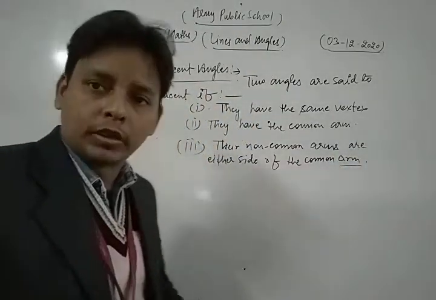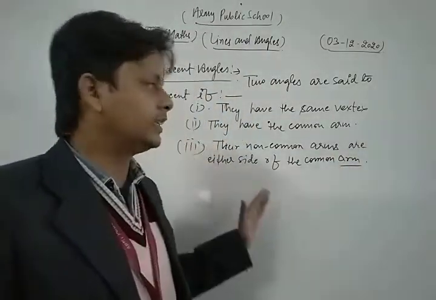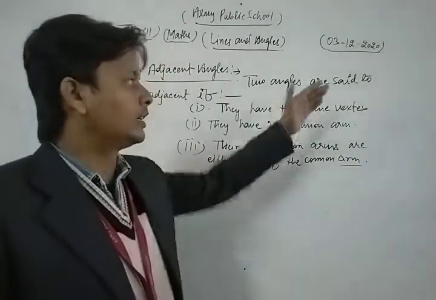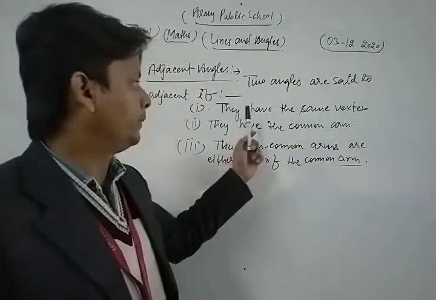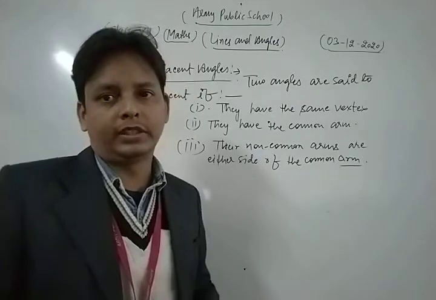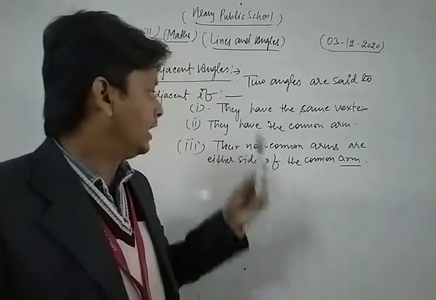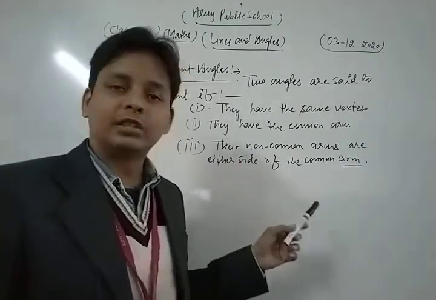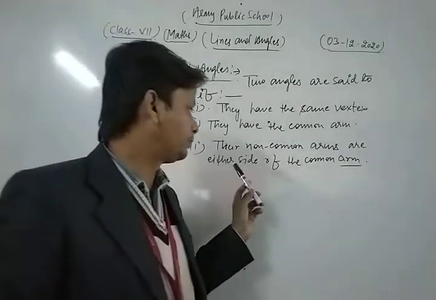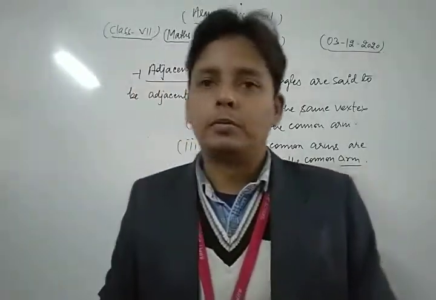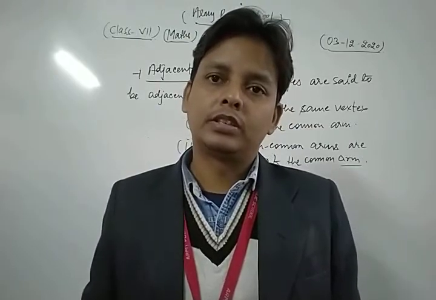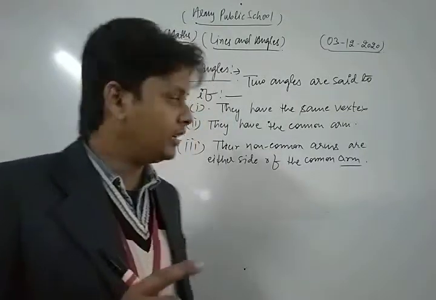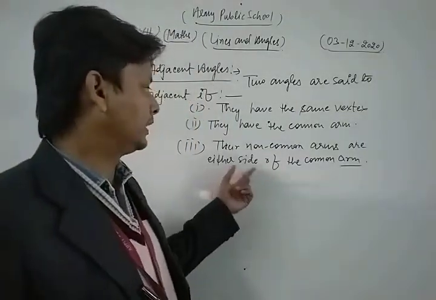Okay, dear friends, these are the three necessary conditions for adjacent angles. Two angles are said to be adjacent if, first, they have the same vertex, or we can say the common vertex. Second, they have a common arm. And third, their non-common arms are on opposite sides of the common arm. So this is the concept of adjacent angles, one of the most important things in that chapter.